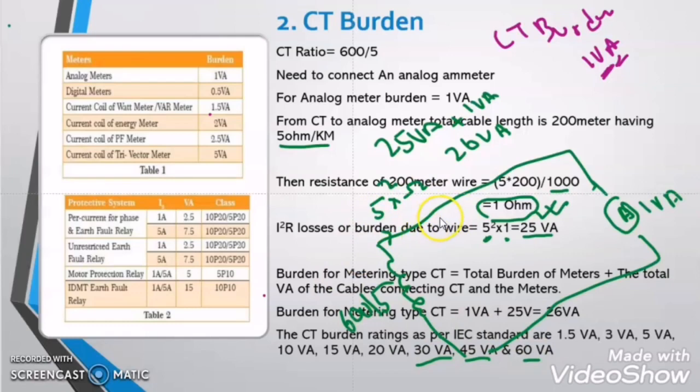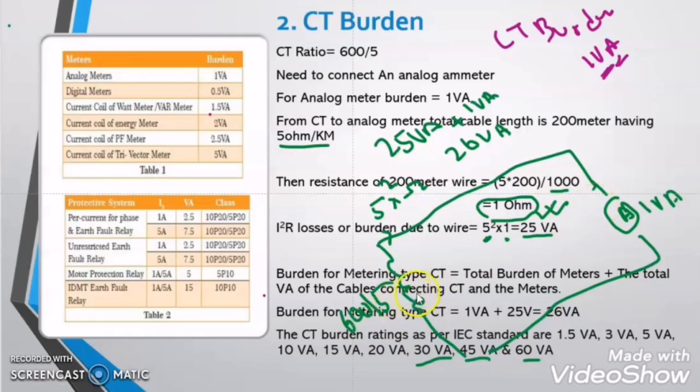So why I took this example: you need not check only the ammeter or the metering device which is connected with the CT in order to calculate the CT burden. We have to check how far the ammeter or the metering devices connected with the CT are from each other.